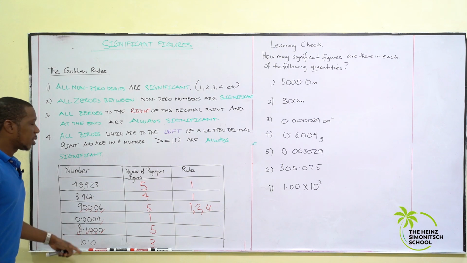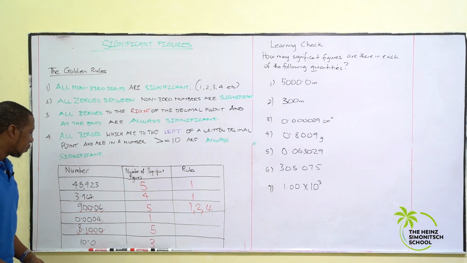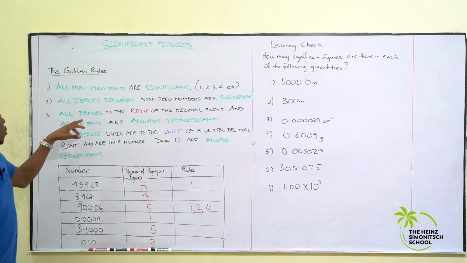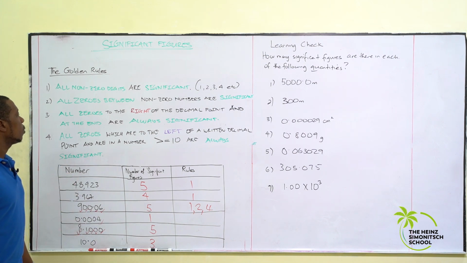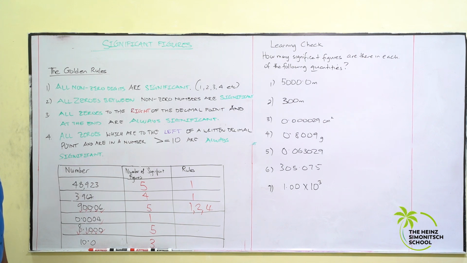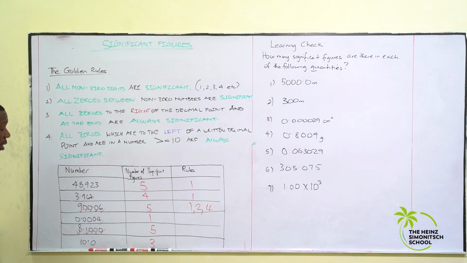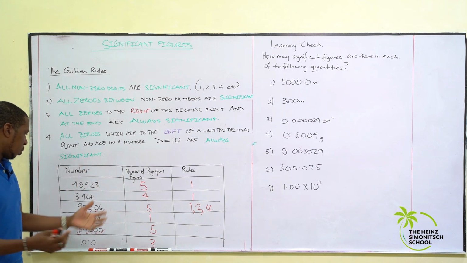All right, so as you can see there, one is a significant number because it's a non-zero number, and all zeros to the right of a decimal are always significant. Good. And if the number are always significant.